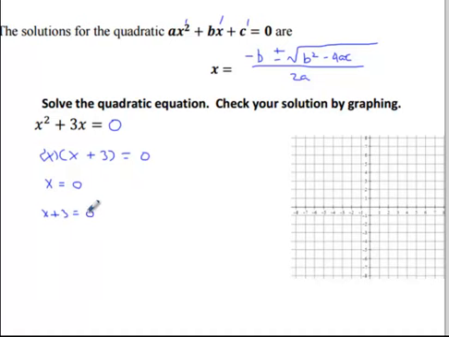Now the first one doesn't require any solving. It's already done. X equals 0 is one of the solutions. And the other, we subtract 3 from both sides, and we get x equals negative 3.